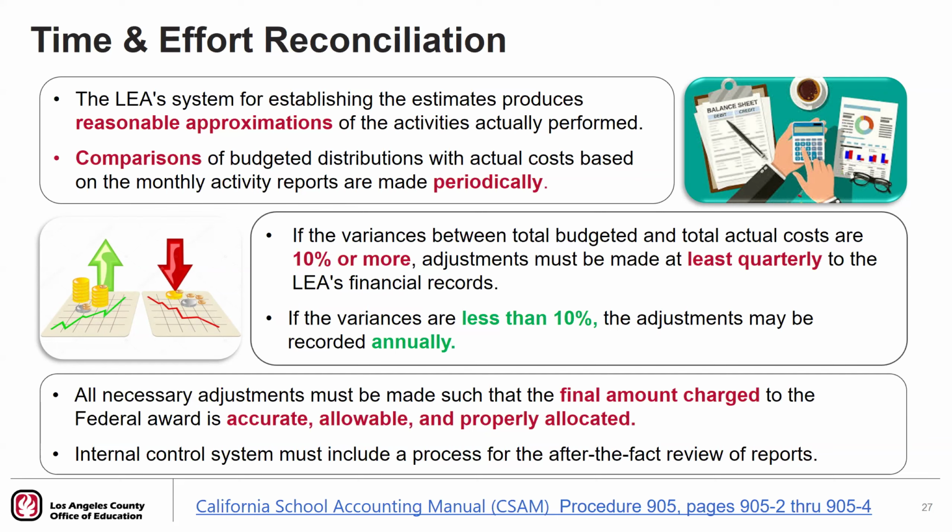If the variance between total budgeted and total actual costs is 10% or more, adjustments must be made at least quarterly to the LEA's financial records. But if the variances are less than 10%, the adjustments may be recorded annually. All necessary adjustments must be made such that the final amount charged to the federal award is accurate, allowable, and properly allocated. Your internal control system must include a process for the after-the-fact review of reports.